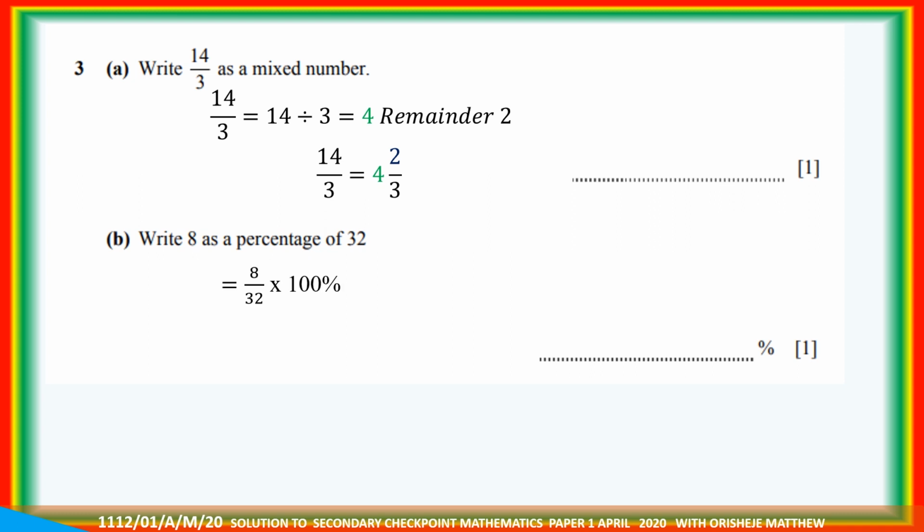The B part of the question, write 8 as a percentage of 32. That is 8 divided by 32 multiplied by 100%. That is how to convert a fraction to a percentage. So the first thing is you express 8 as a fraction of 32. If you look at that, what can divide the numerator and the denominator? You see, 8 divided by 32 will give me 1 over 4, and 1 over 4 multiplied by 100 will give me 25. So 8 is 25% of 32.